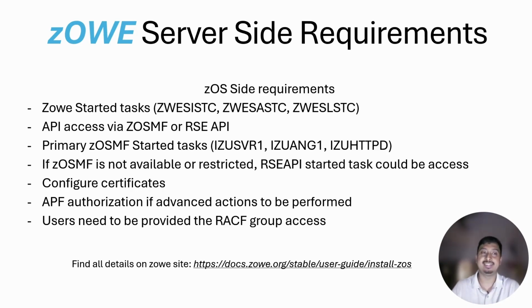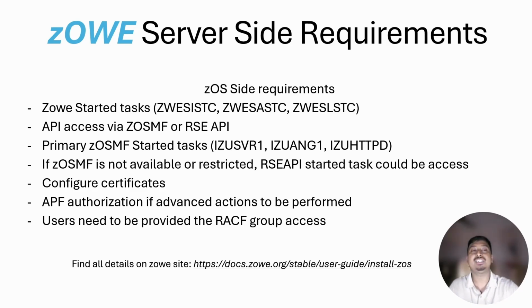So you need some started tasks for ZOE, starting with ZWE. I mean, you don't need to remember all these names. All the details are in the ZOE docs, and for our particular case, IBM takes care of it. And obviously, if you are part of an organization, the z/OS prog team will be taking care of this, and you need the API access via z/OSMF or the RSE API.